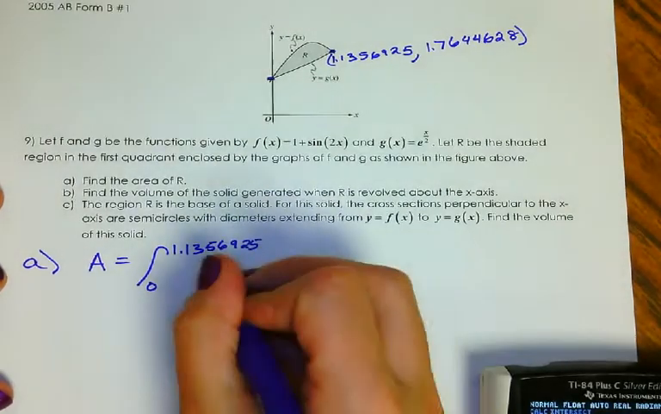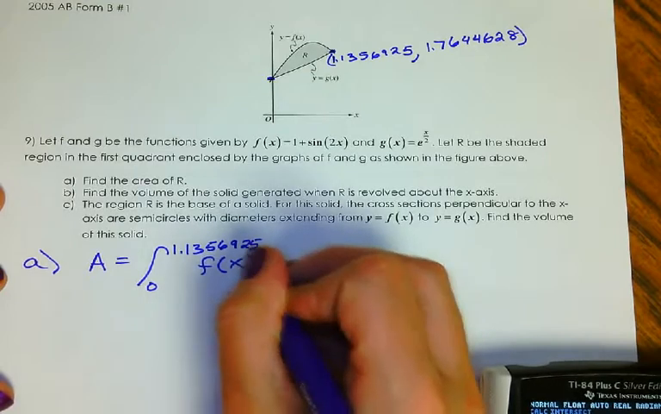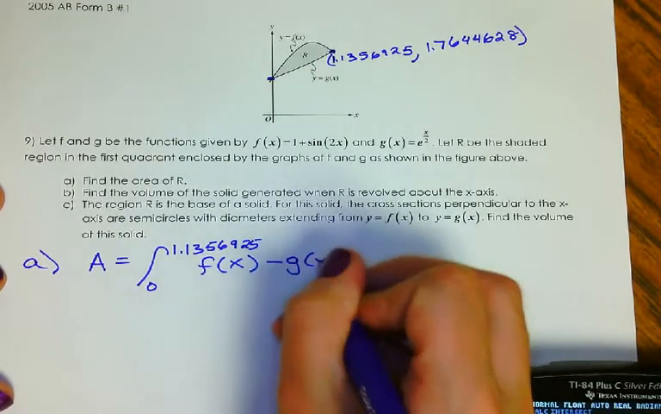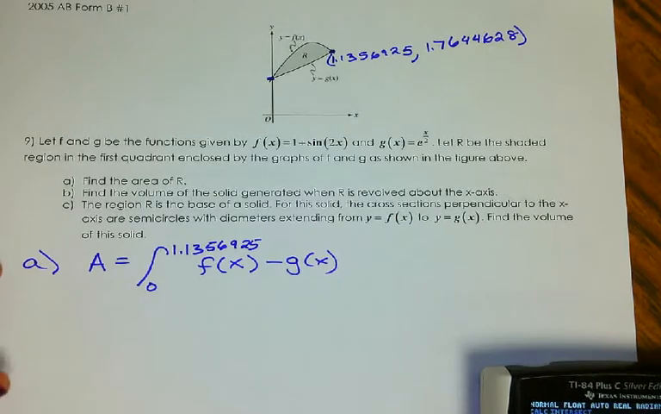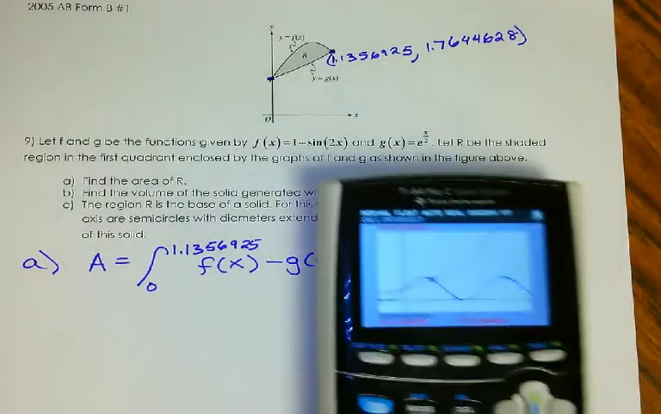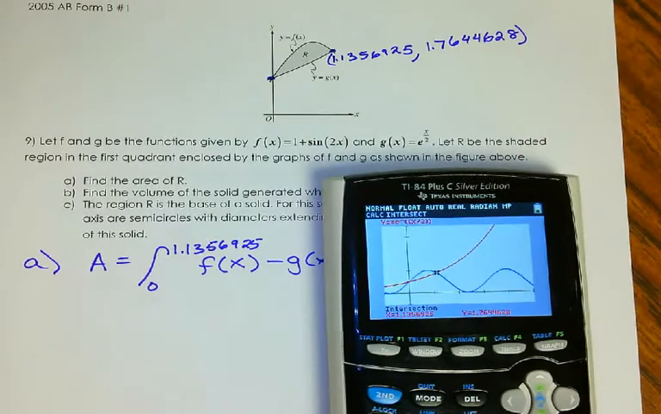And then it's going to be top minus bottom. On the AP exam, you can write out f of x minus g of x. You do not have to write those in, or you can. And then I'm going to use my calculator to help me find this, since it is a calculator active question.